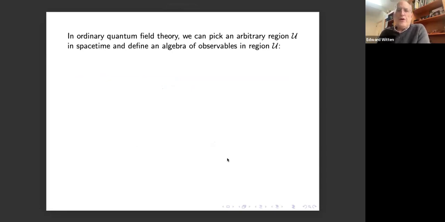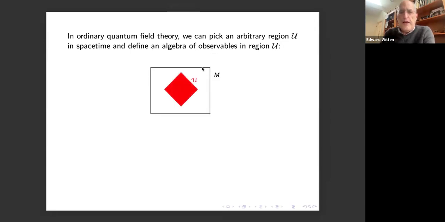In ordinary quantum field theory, you have the freedom in what sort of operators we want to consider. And one important thing which we can do is to pick an arbitrary region U in spacetime and consider the algebra of all observables in the region U. So schematically, M is spacetime and U is a region. In this case, I took it to be what's called a causal diamond. And we can consider the algebra of all observables in this region. In ordinary quantum field theory, we can pick any region at all in spacetime.